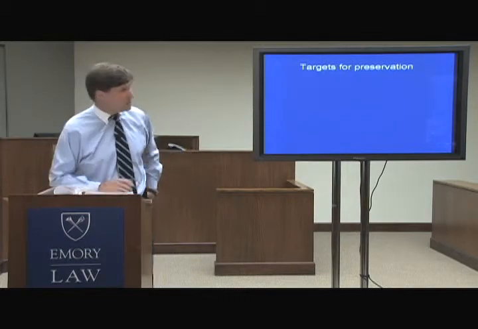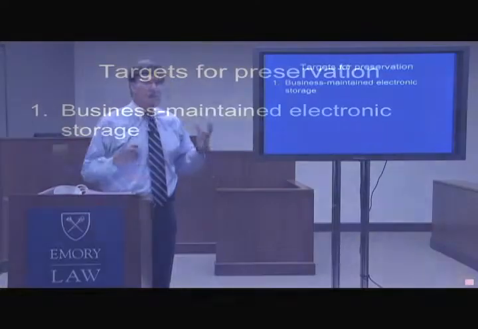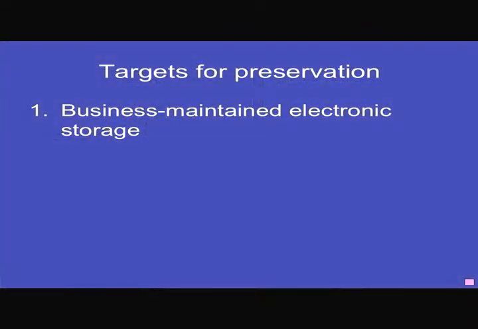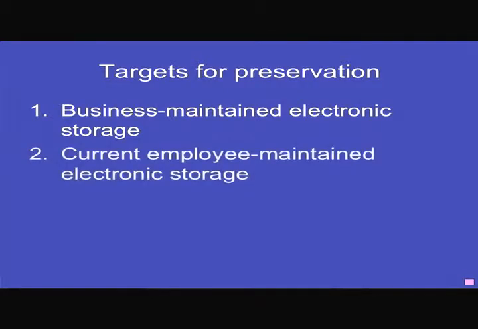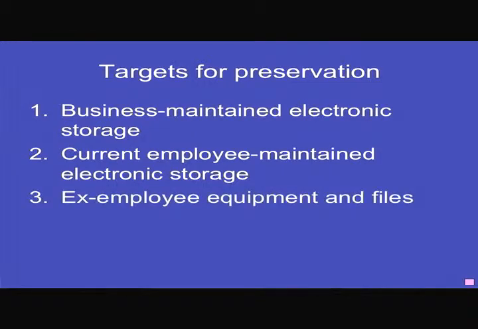Now, who are the targets for the preservation? Obviously, the targets of the preservation are business-maintained electronic storage. You want to make sure that you take a look at the current employee-maintained electronic storage. So who are the current employees that maintain that storage? Number 3, you also have to be aware that there may be ex-employees who have data in their equipment and in their files that in fact could be subject to the preservation orders.